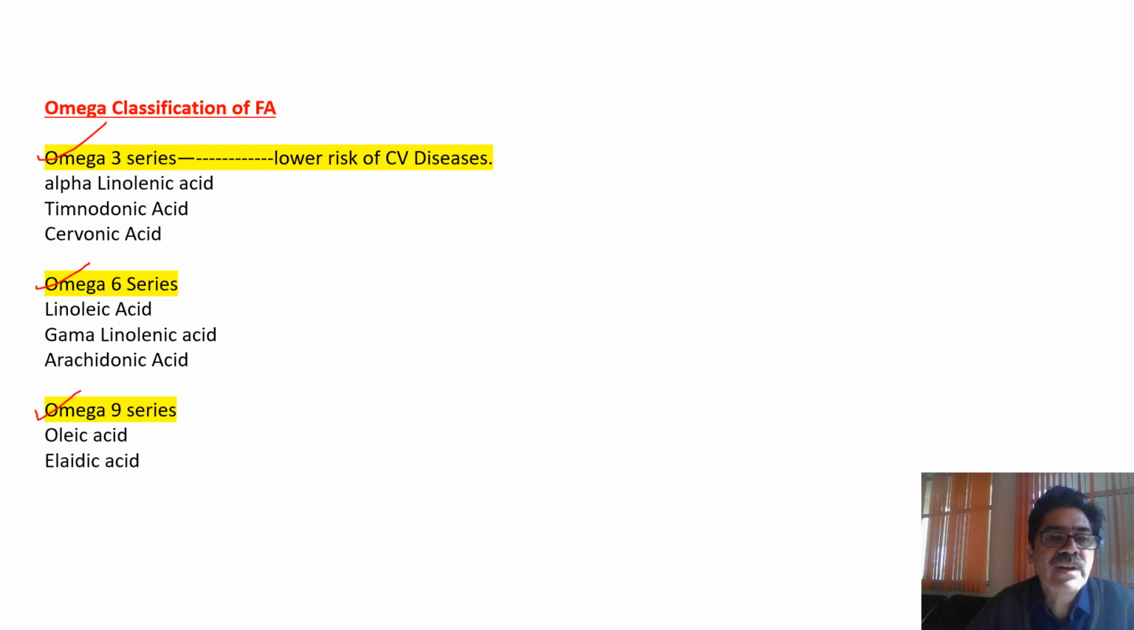Now omega 3 fatty acids are very much preferred. They lower the risk of heart disease. Examples are alpha linolenic acid, timnodonic acid, and cervonic acid. The omega 6 series ones are linoleic acid, gamma linolenic acid, and arachidonic acid. And the omega 9 series includes oleic acid and elaidic acid.